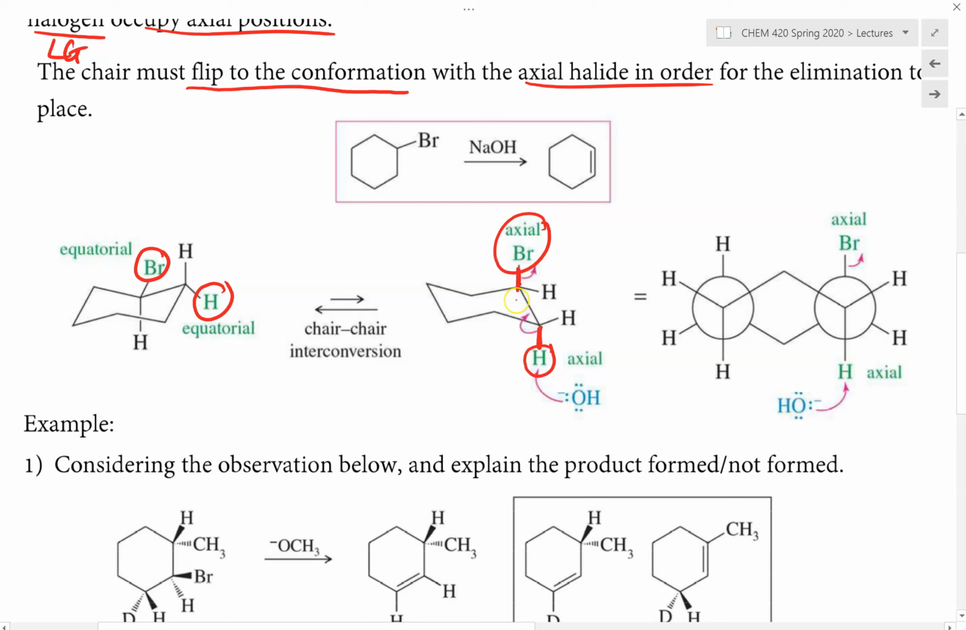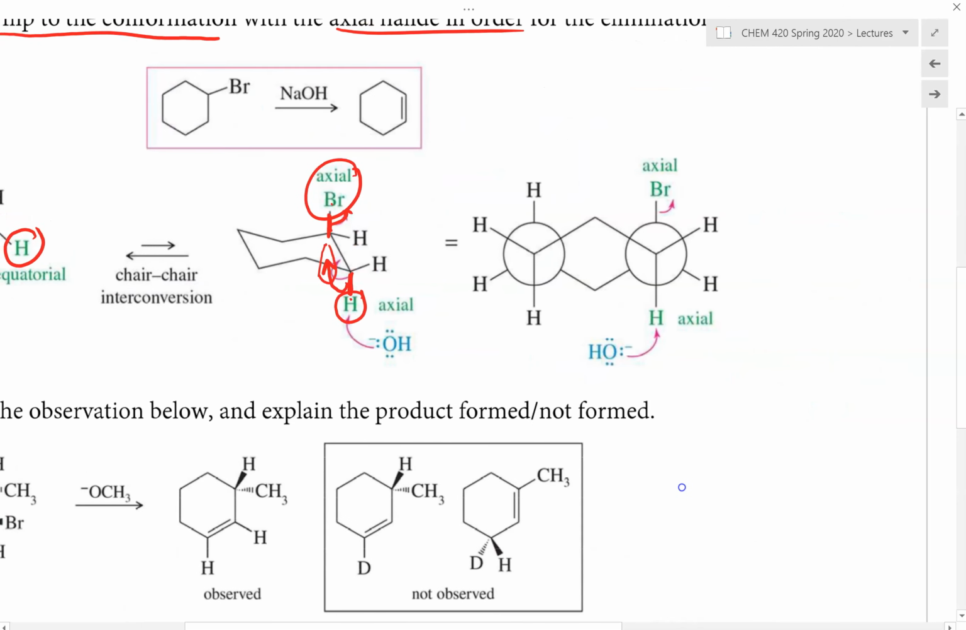And again, the anti-bonding orbital of this carbon-bromine bond is down here. As the base picks up this hydrogen, the electrons can be donated into this anti-bonding orbital, break this bond, and now we have our eliminated product. Another way to view this cyclohexane is by drawing the Newman projection. In this Newman projection, again, this axial bromine and this axial hydrogen are 180 degrees from each other, and the double bond will be produced in here.